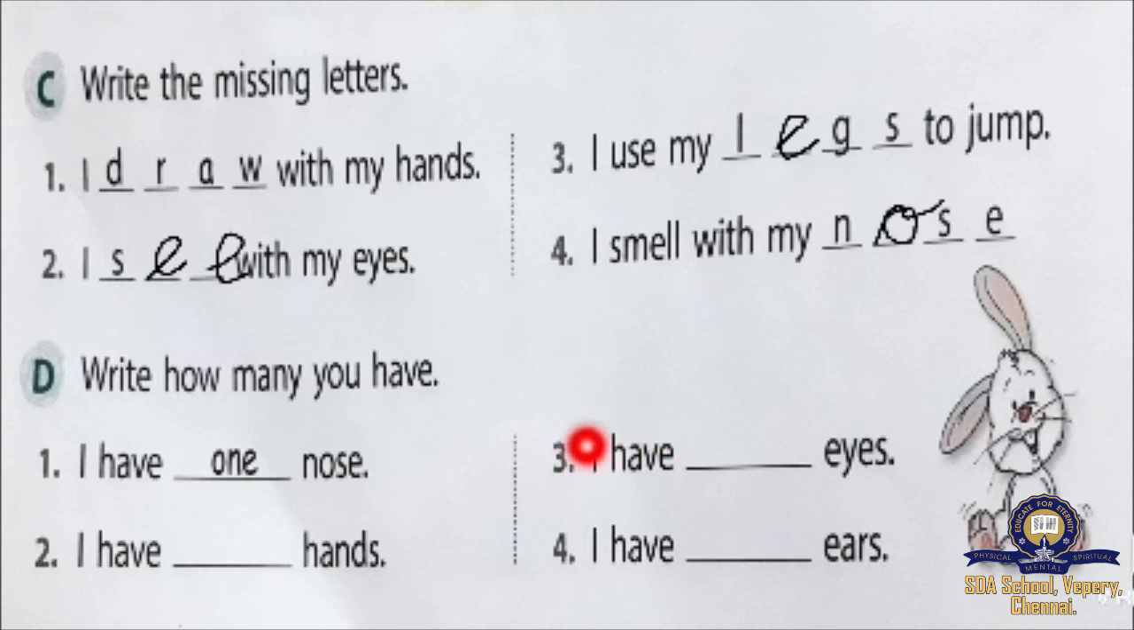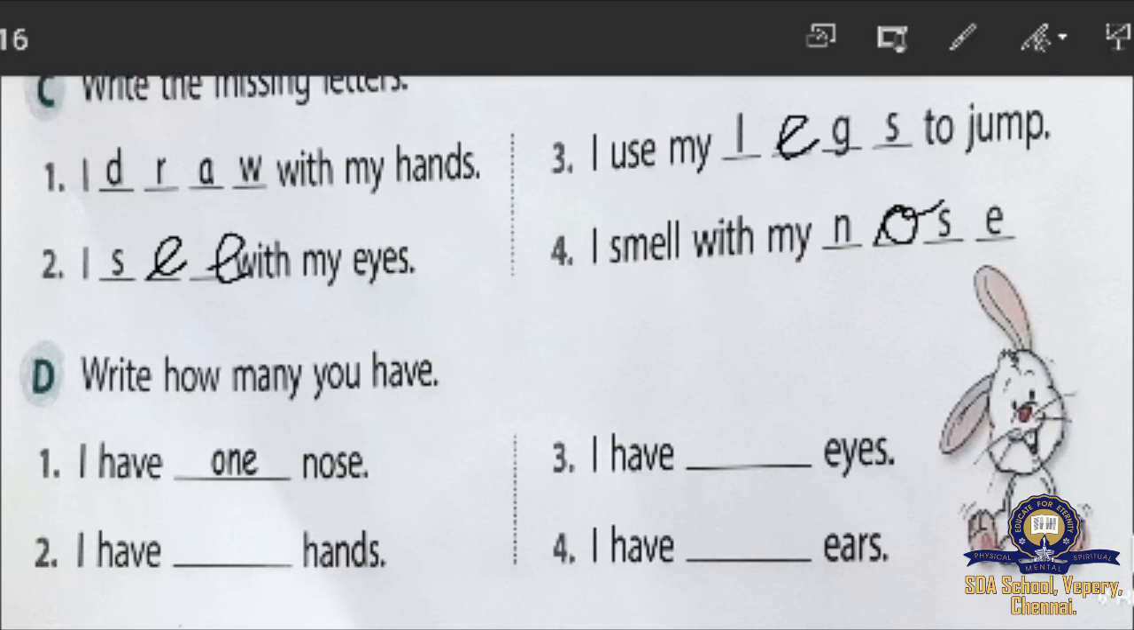I have dash eyes. How many eyes do you have? How can you see? Yes, with the help of the eyes you can see. How many do you have? 2 eyes. Very good. What's the spelling for 2? T-W-O, 2. Very good. Number 4, I have dash ears. How many ears do you have? Yes, you have 2 ears. Very good. That's also 2. Shall we write the answers now?